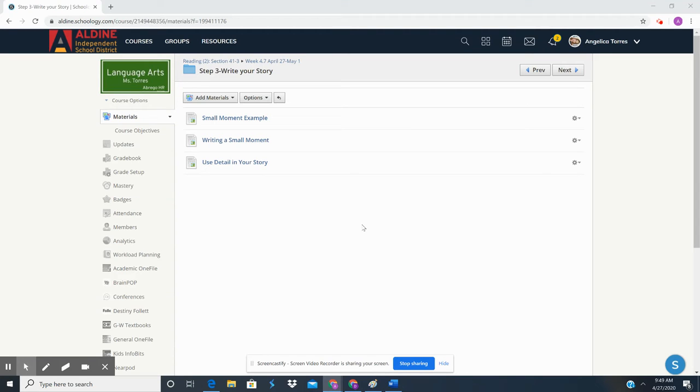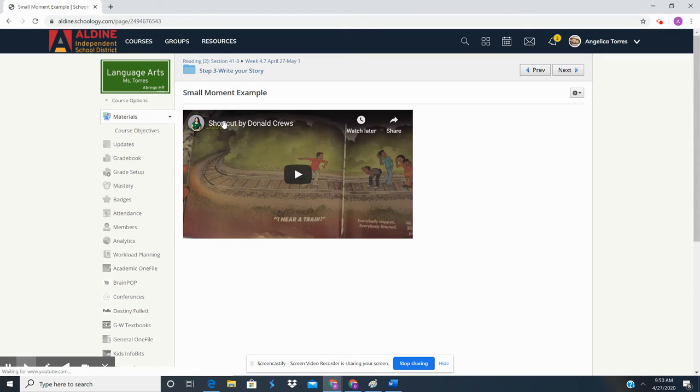Okay, so after you've brainstormed, first I wanted you to understand what a small moment is. The next step was you brainstorm, you write your ideas. Now, if you're at step three, you should have chosen your small moment. Okay, so I'm going to go through what you're going to do as you write your story.